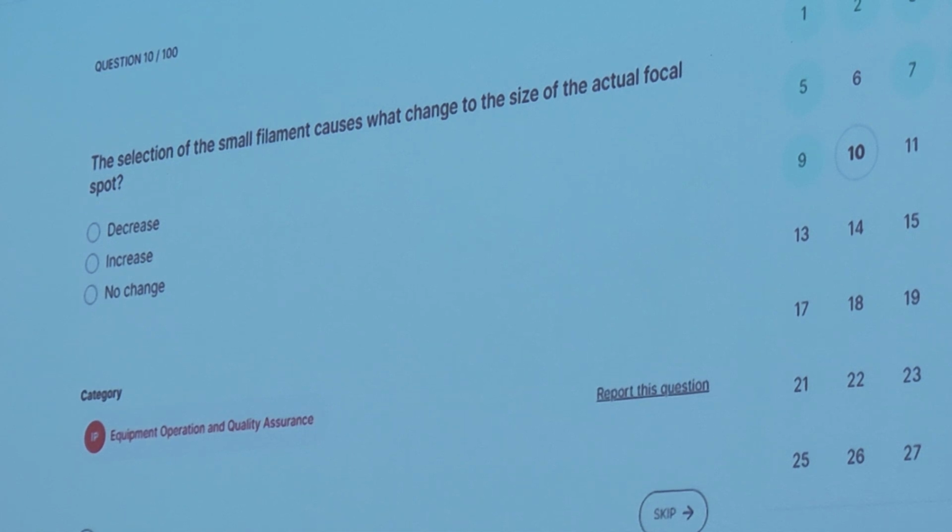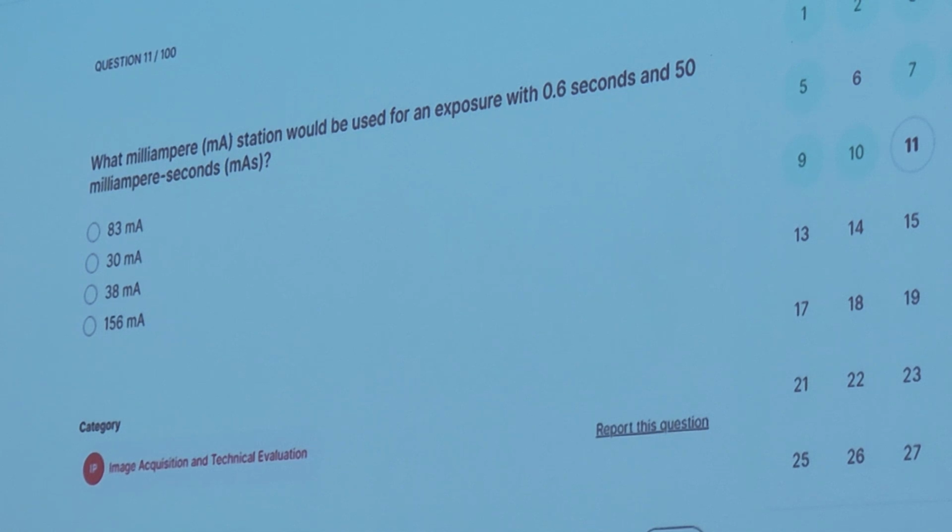The selection of a small filament causes what change to the size of the actual focal spot? So it's asking if you choose a small filament? I want to say decrease, but I'm not too sure. Decrease. Good. So we're going from our big filament down to our small filament, where the filament size controls our focal spot size. So smaller filament, smaller effective focal spot size and smaller actual focal spot size. Small is small, large is large. Correct. Filament and focal spot size are directly related. And if you choose a small filament, what happens to our spatial resolution? Increases. It's more sharp. Very good.